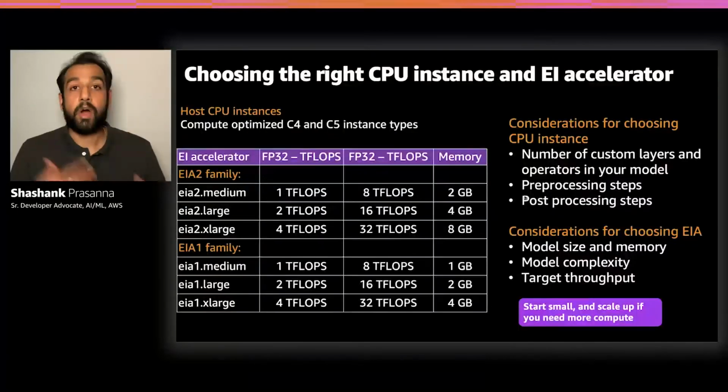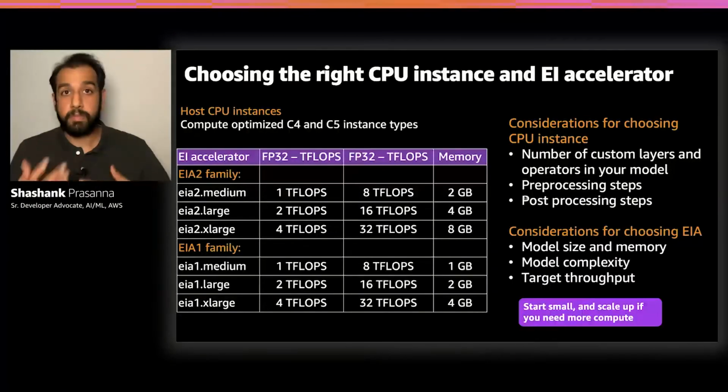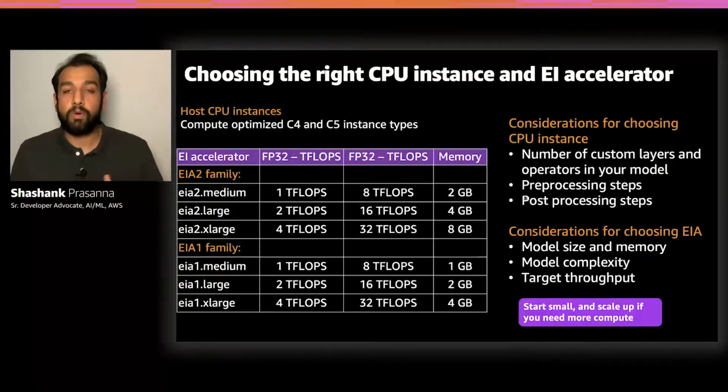And in terms of how to choose, there are 2 considerations that you need to make. The first consideration is what kind of host CPU do you need. You want to make that decision based on, do you have a lot of pre-processing, post-processing steps? Then you want a beefier host CPU. If you don't, then you can get a lower, lesser powered host CPU.